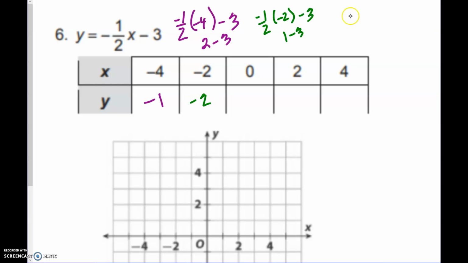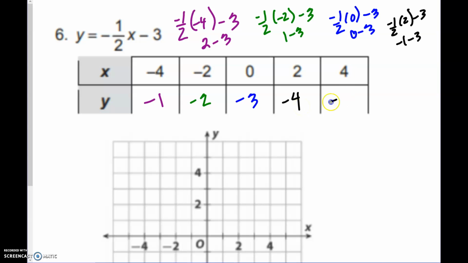And the next one, we're going to put in -1/2 times 0 minus 3. Well, anything times 0 is 0. 0 minus 3 is a -3. And then we're going to put in a 2. -1/2 times a +2 minus 3 is -1 minus 3, which is -4. And you can see the pattern, -1, -2, -3, -4, and we get a -5.